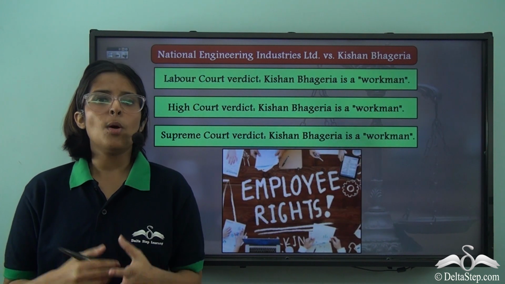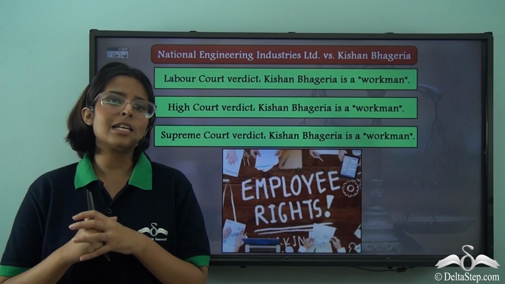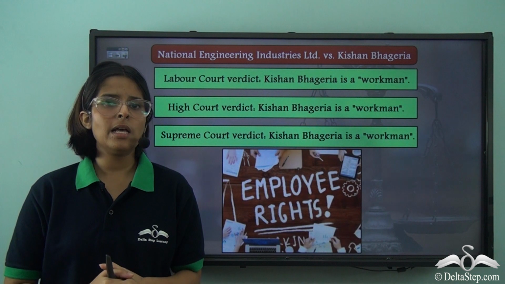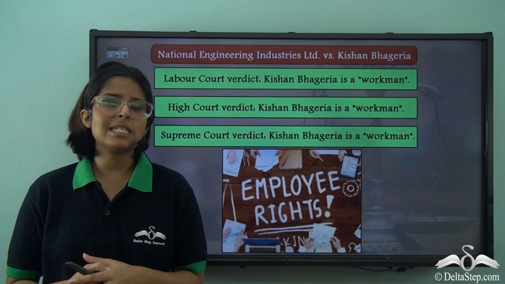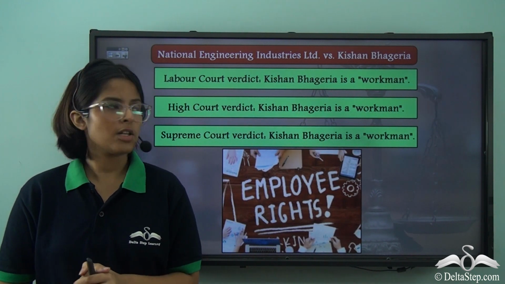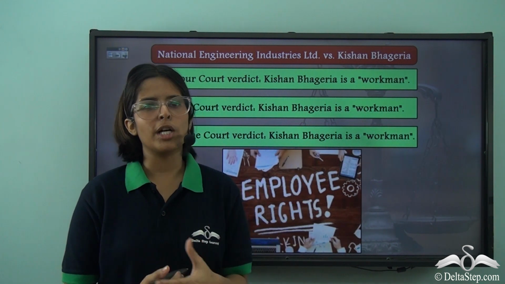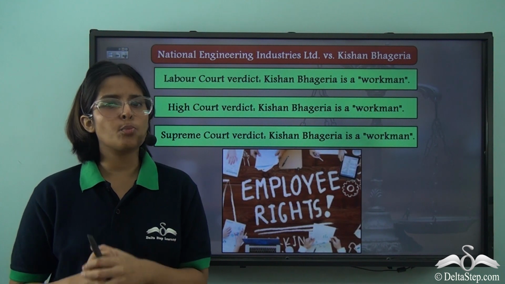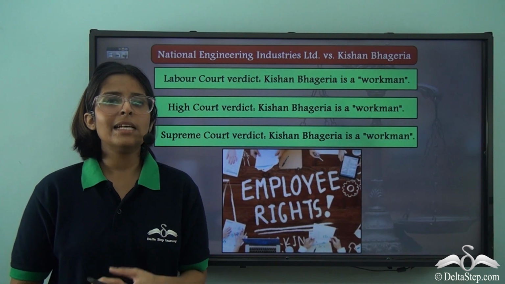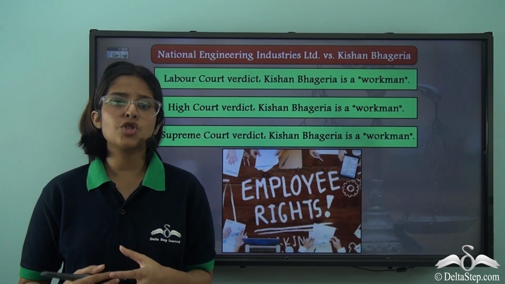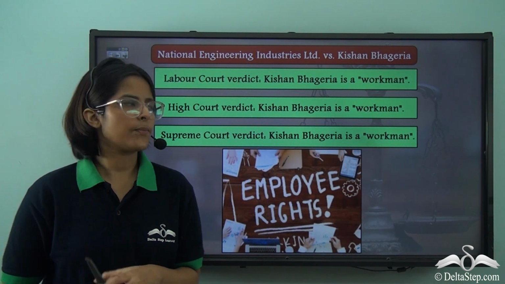In the Supreme Court, both sides were taken into consideration, and the Supreme Court found out that Kishan Bhageria was indeed a workman because he was not involved in managerial or administrative work as is given in the Industrial Disputes Act. So the Supreme Court's verdict also said that Kishan Bhageria is a workman. So in this case, we saw how the Supreme Court exercises appellate jurisdiction in civil cases and gives its final verdict, which is binding and final on all the parties which are involved in the case.